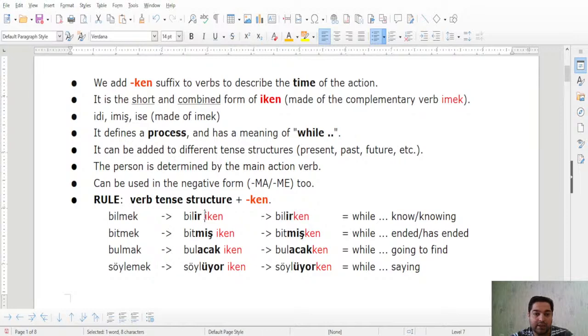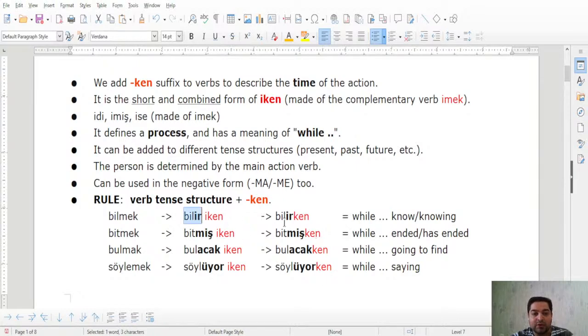You see, we throw away this e over here, right? That e letter is gone, and we are left with the suffix ken only. So bilir iken becomes bilirken, and the meaning will be "while knowing" whoever that person is. We don't know who that person is, and therefore we have this space right here. So we have to find that person from the sentence. It will be implied in the sentence who that person is.